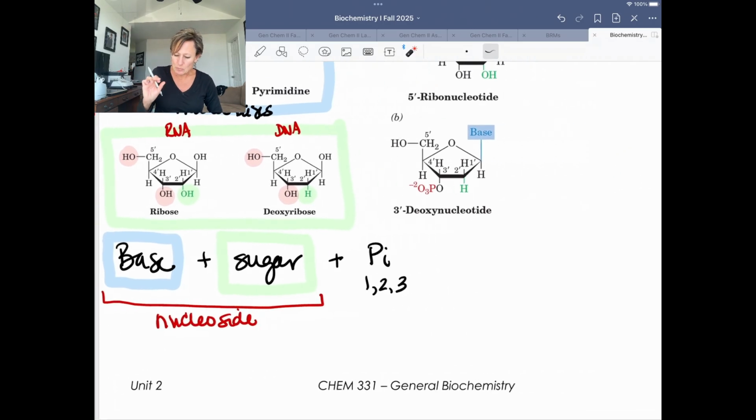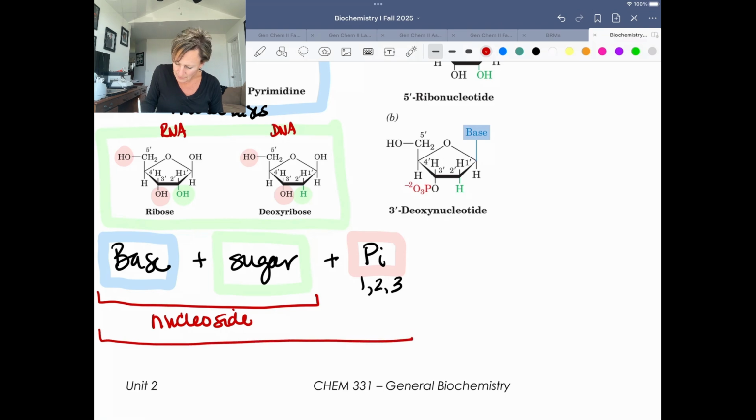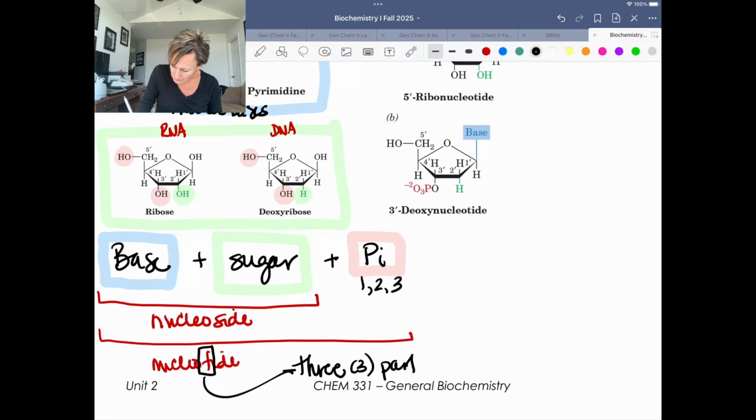Okay, so base plus a sugar gives us a nucleoside. When you start adding in phosphates, and again, you can have 1, 2, or 3 phosphates, this is how we make a nucleotide. So highlighting here, when we have all 3 pieces, okay, this is going to be a nucleotide. And maybe this little T here between nucleotide and nucleoside can be a reminder that you have 3 parts. So that T can remind you for 3 parts.